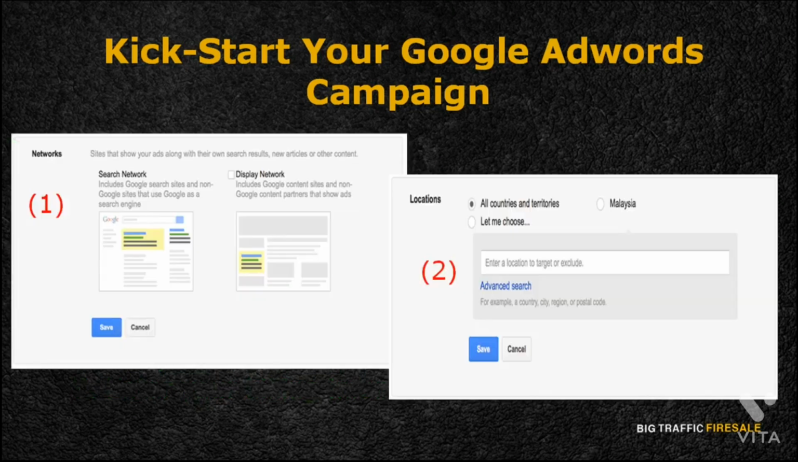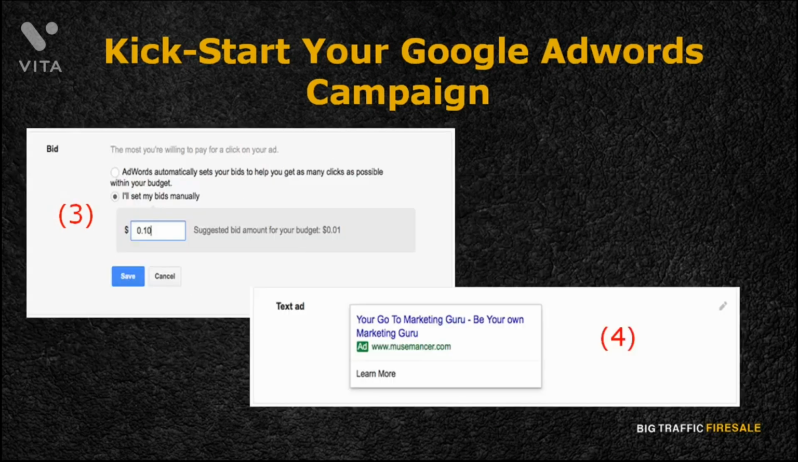For the first step, I recommend that you choose the search network only as your campaign type for starters. Secondly, decide how large or small a geographic area you want to target. Thirdly, change the default bid strategy to I'll manually set my bids for clicks so you can easily work within your budget.